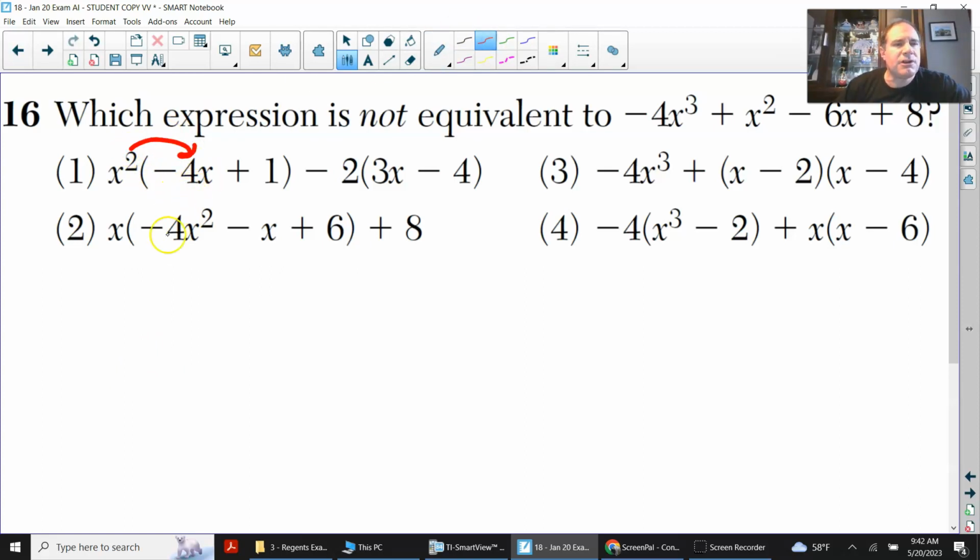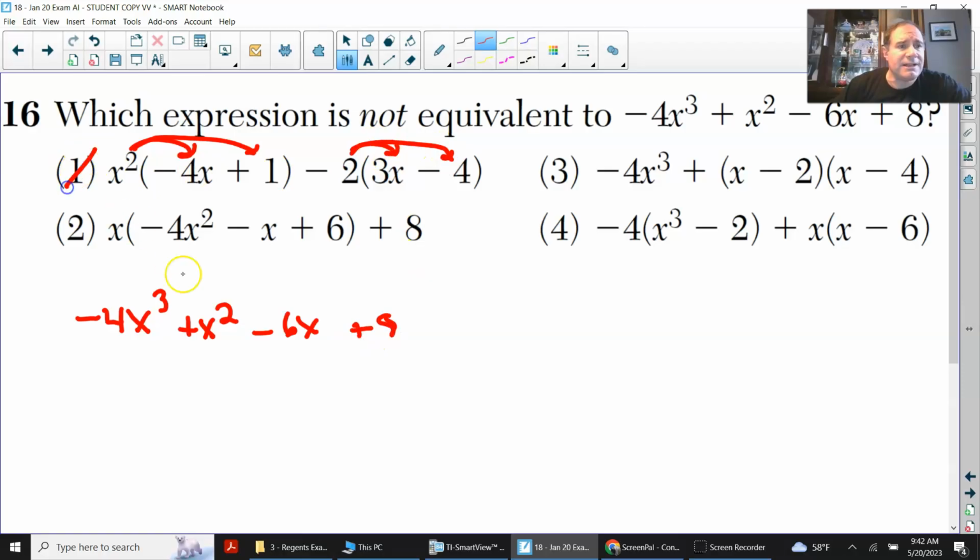X squared times -4x. That is -4x to the third. I have that. So I'm going to keep on going. Then it's plus x squared. I have that. I'm going to keep on going. -2 times -3x is -6x. I have that. I'm going to keep on going. And then I have a plus 8. This is equivalent, so that's out.